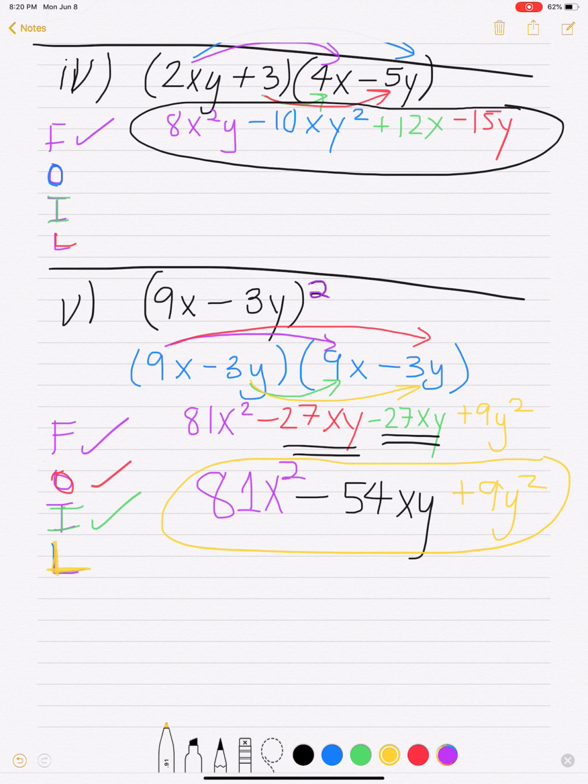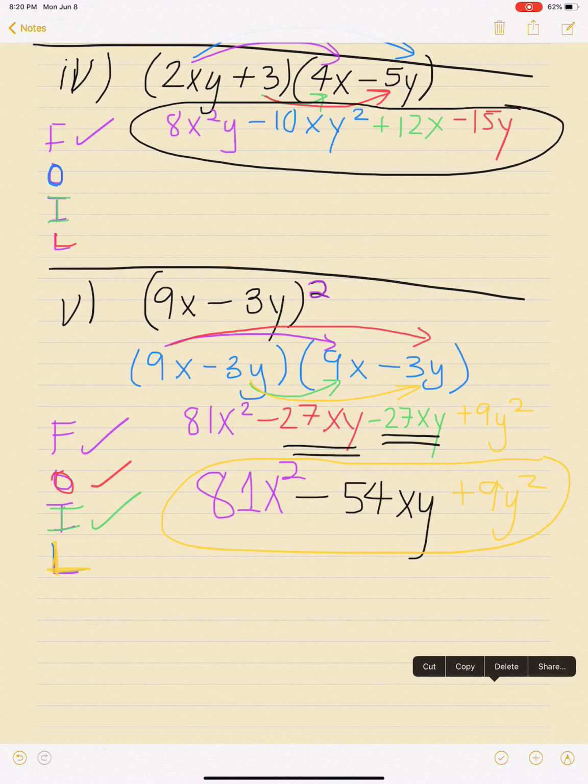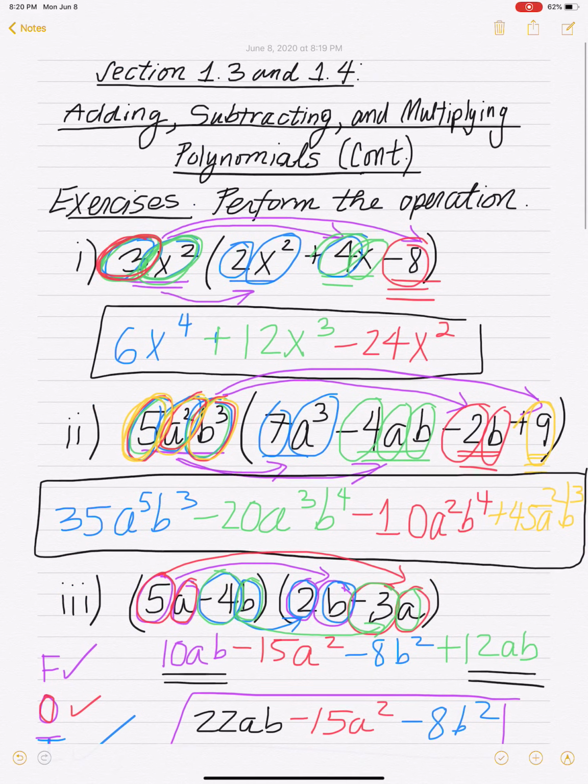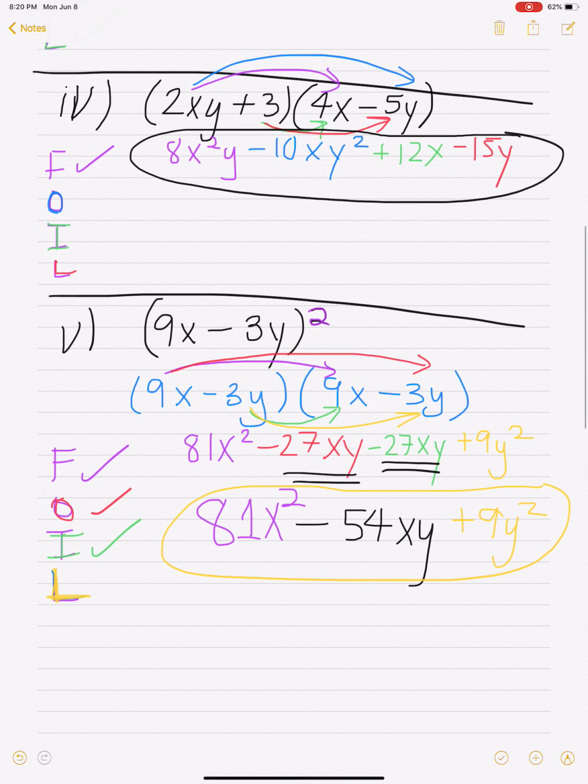All right, I think that is it for our lesson on multiplying polynomials. Yep, that's it. All right, so that's it for 1.3, 1.4. So the next bit of material, we're going to change gears. We're going to go into factoring.